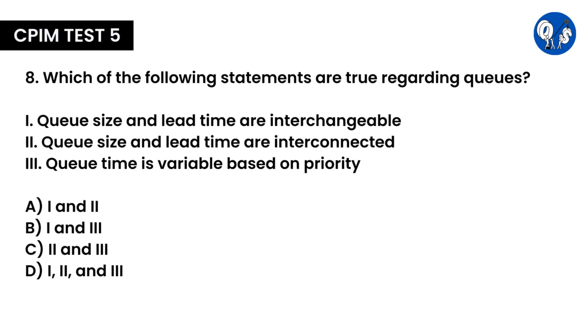Question number 8. Which of the following statements are true regarding queues? 1. Queue size and lead time are interchangeable. 2. Queue size and lead time are interconnected. 3. Queue time is variable based on priority. Here option C, which refers to point number 2 and 3, is correct.